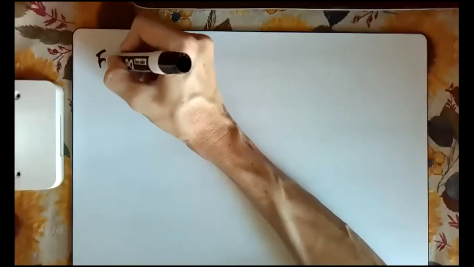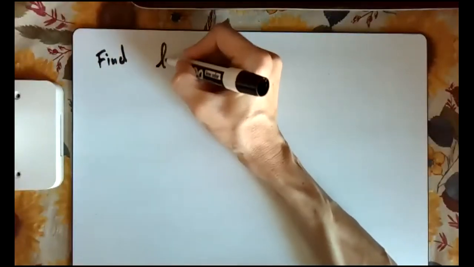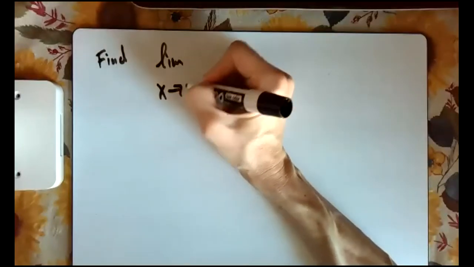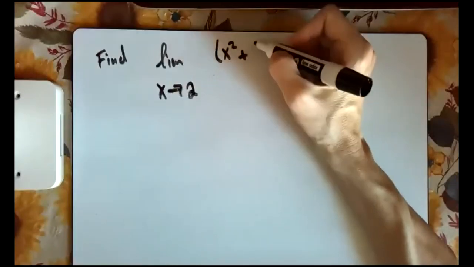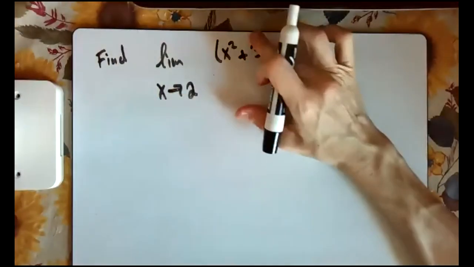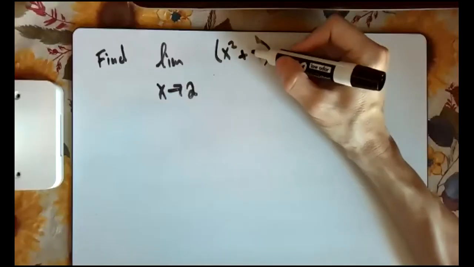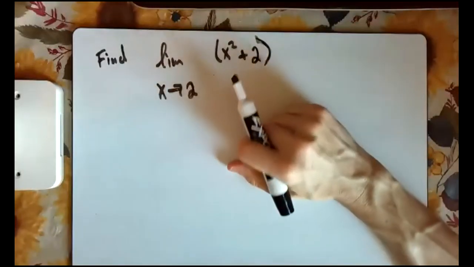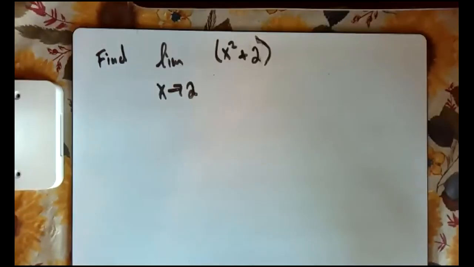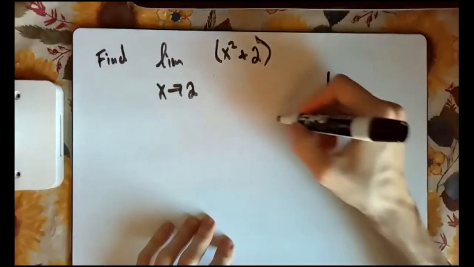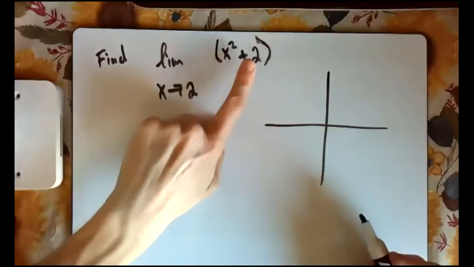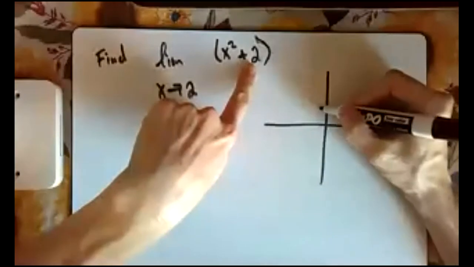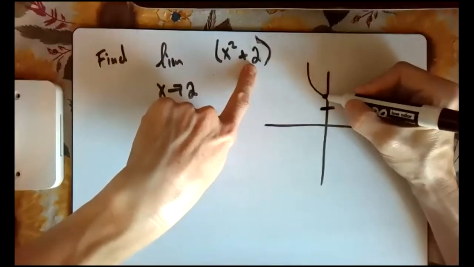So let's check out a problem. Let's say we want to find the limit as x approaches 2 of x squared plus 2, for example. Now, graphically, what is this thing right here? I mean, we could say, oh, just a rough sketch. If I were to draw this out, this is a parabola, right? X squared, that's a U-shaped function. This is a vertical shift, correct? So it looks something kind of like this right here.